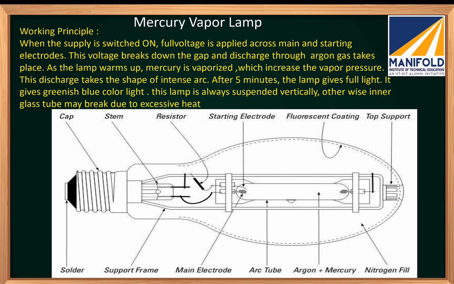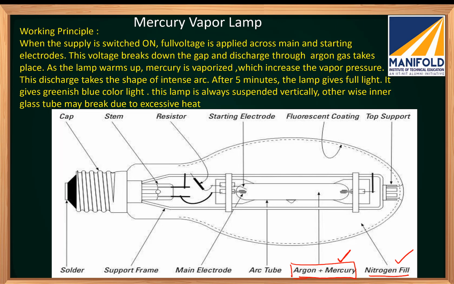So the mercury vapor lamp: the arc tube contains argon and mercury. The outer envelope contains nitrogen gas. Understand? So here the different parts are given and the 2 electrodes are there.